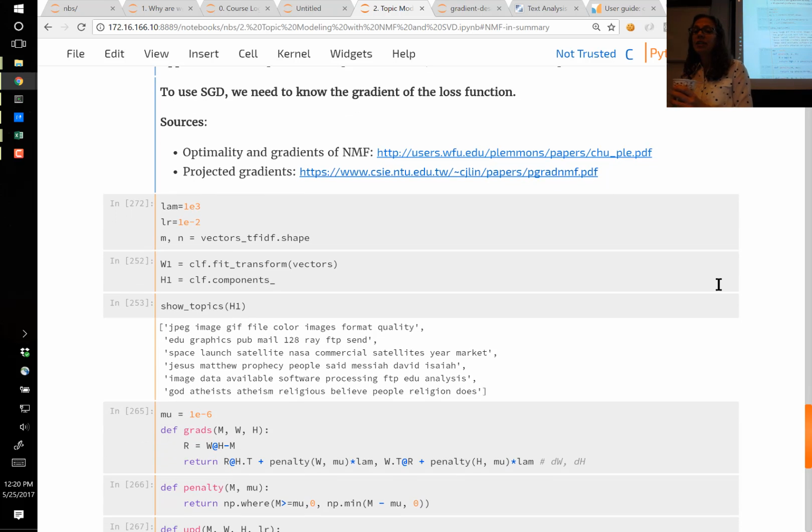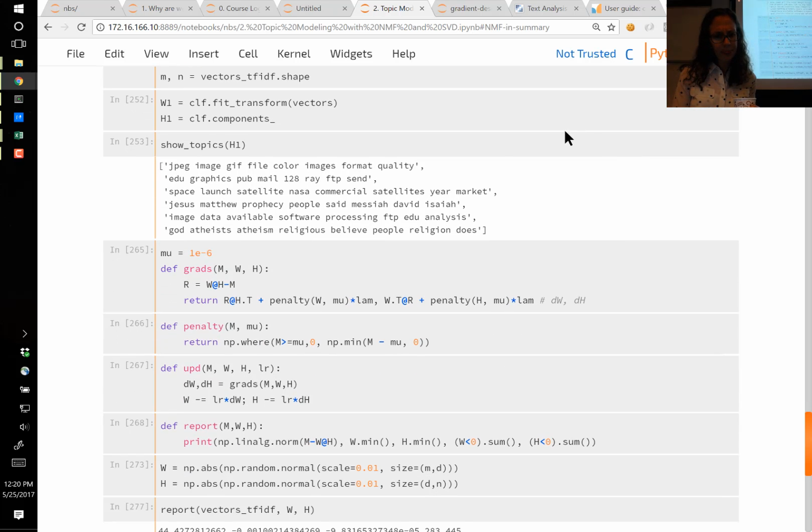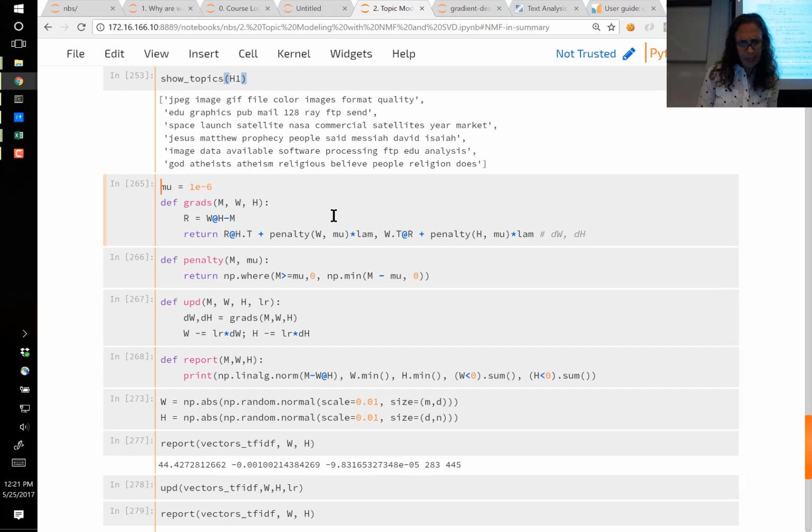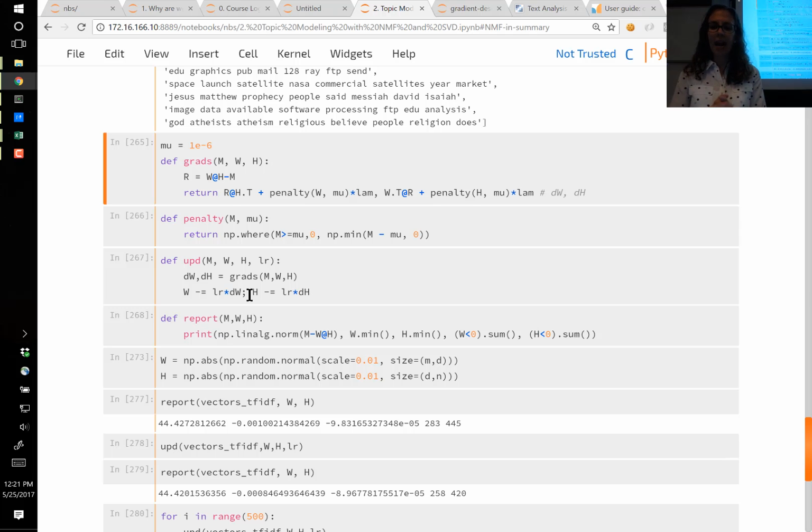In order to use SGD, we need to know the gradient of the loss function. Here we've looked that up and are just going to use it. This is also something you could calculate if you like multivariable calculus. So we've got our vectors from before. This is still the same matrix with the words as rows and the columns as documents. Down here, we define the gradients. It takes in M, W, and H, and it returns the gradient.